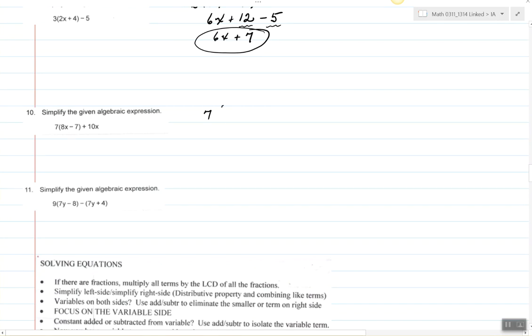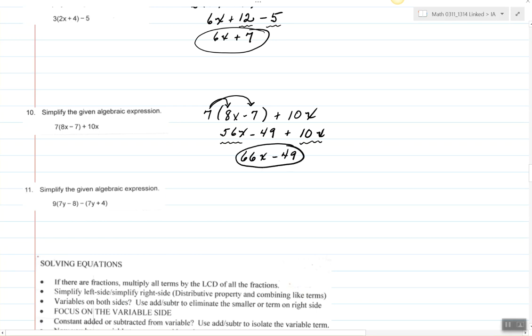I have 7 parentheses 8x minus 7 close plus 10x, and I'm supposed to simplify. Well, the distributive property is first. 7 times 8x is 56x. 7 times negative 7 is negative 49 plus 10x. This time, the 56x and the 10x are the like terms, so I can combine those for 66x minus 49, and I believe that is all I can do to simplify that.